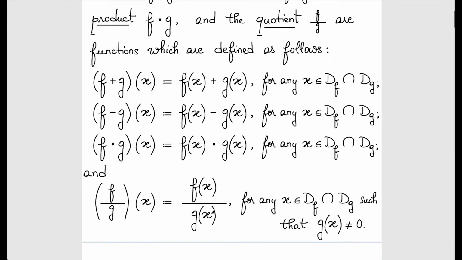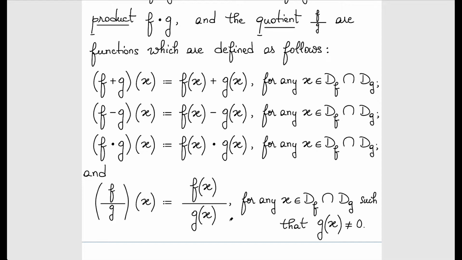and g of x. And this quotient exists provided three things happen. You need the numerator to exist, which means x should be in the domain of the function f. You need the denominator to exist, which means x should be in the domain of g, right? And the last one is that you need the denominator not to be 0. Okay? So for all x which are in the domain of f and in the domain of g, such that g of x is not 0, this quotient function is going to be meaningful. Okay?